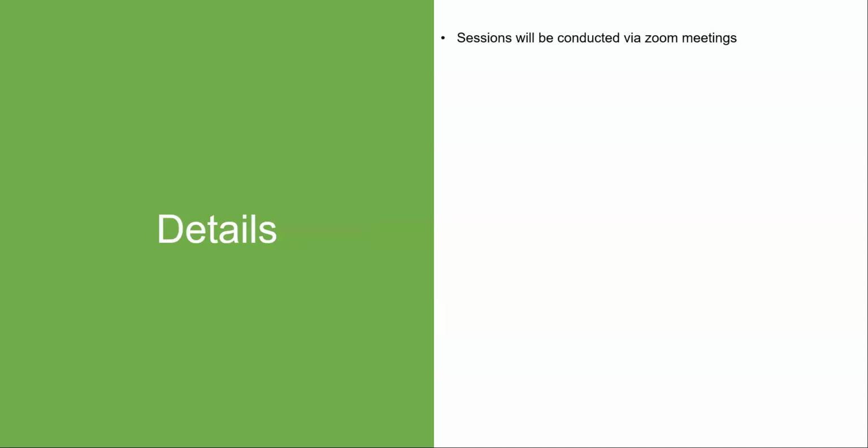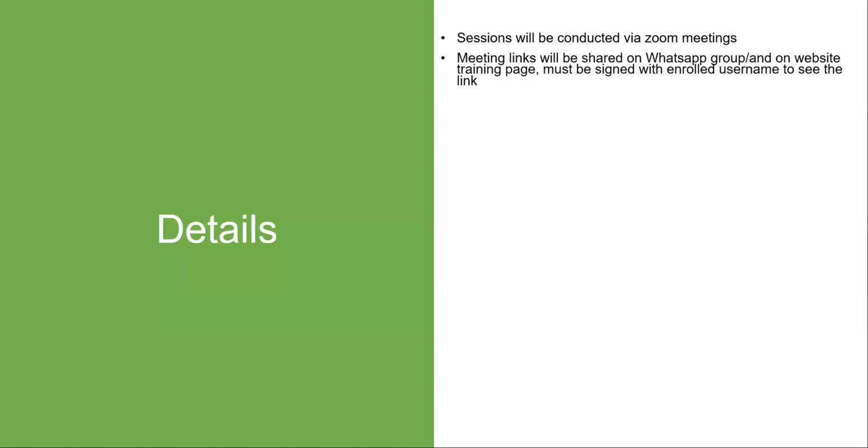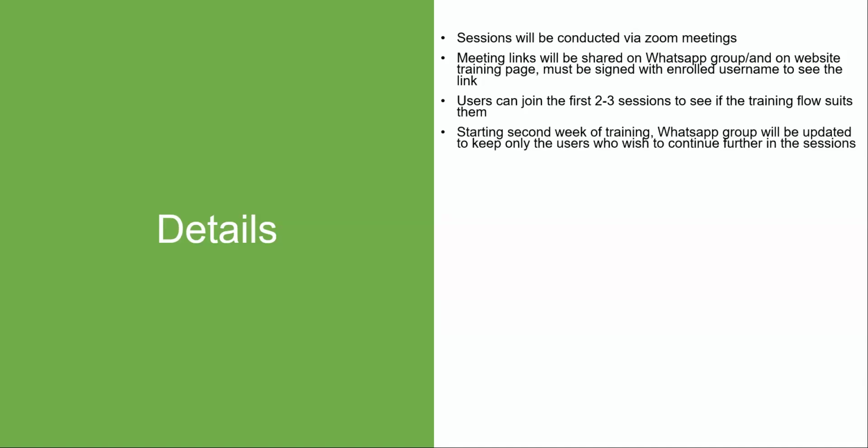And some details about the training. Sessions will be conducted via Zoom meetings like the one we are having right now. Meeting links will be shared on the WhatsApp group and on the website training page. Users must be signed in with their enrolled username to see the link. This is not live yet, so it will be live in a day or two. Users can join the first 2 or 3 sessions to see if the training flow suits them. And if they think they're fine, they can continue from the second week.